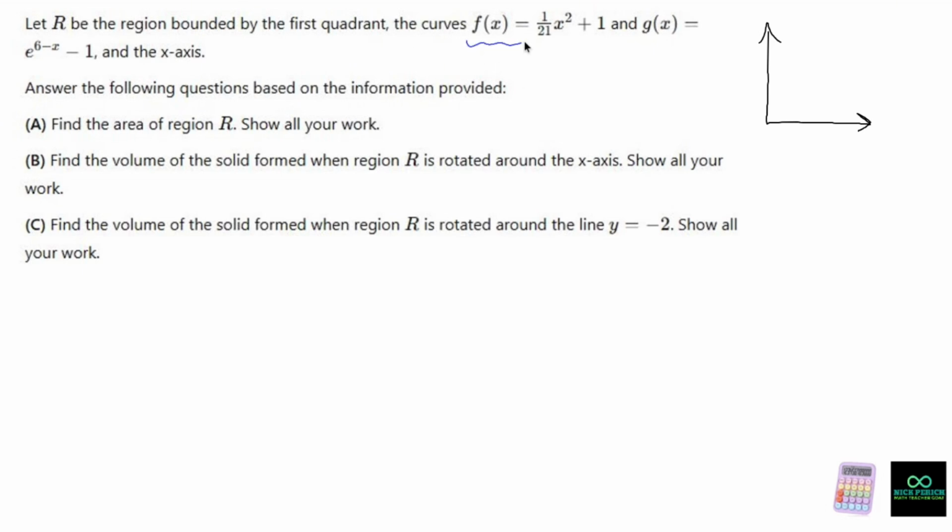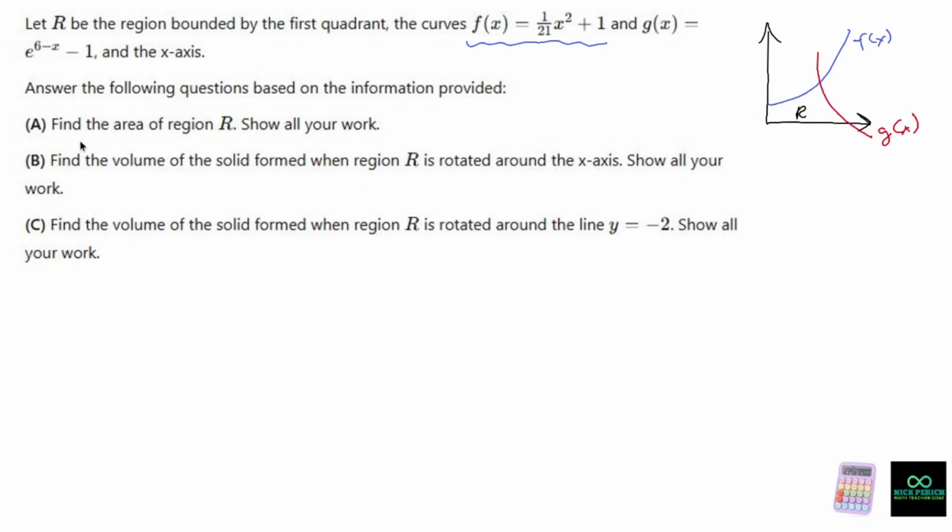Now, f of x is going to be this very wide little parabola, and when we throw this into the calculator, f of x is going to look like this, give or take. Perfect? No. Accurate enough to get by? Mm-hmm. And e to the 6 minus x minus 1 is going to look something like this. Again, perfect? No. Accurate enough? Yeah. So part A is asking us to find the area of region R, the combination of these two curves, this shaded region, if I were to shade that black, which I will not do.